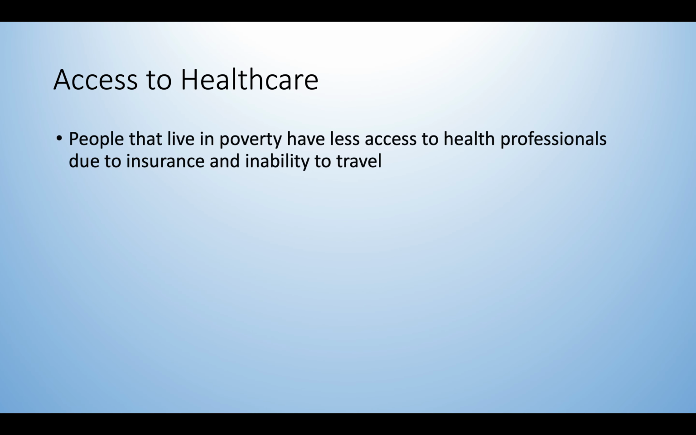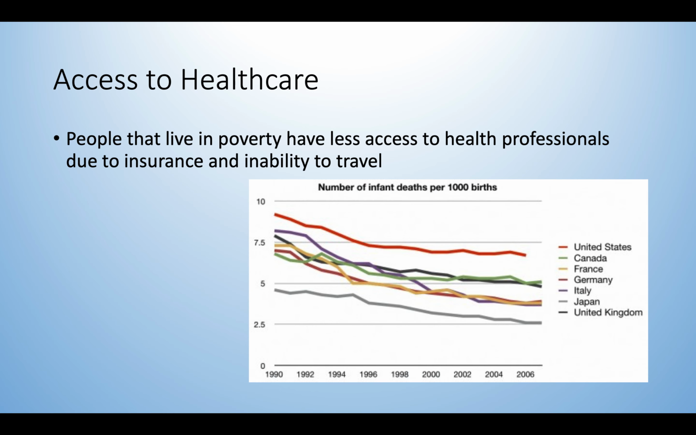So the first one is access to healthcare. People that live in poverty have less access to health professionals due to insurance and inability to travel. Insurance in the United States is privately paid for, and for people in poverty, usually these jobs do not have benefits included, so they have to pay for insurance out of pocket, which can be very expensive. And the inability to travel also makes it difficult for people to get to the doctors because they can't afford to take time off work since they rely on that money to pay the bills.